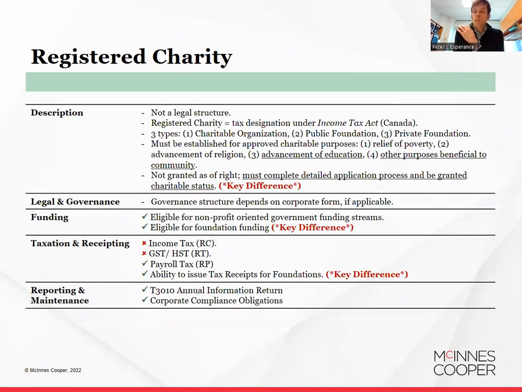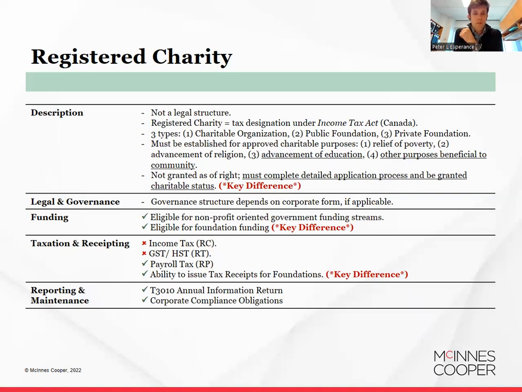So a registered charity, again, like a nonprofit organization, is not a legal structure, it's a tax designation. There are three types: charitable organization, public foundation, and private foundation. A charitable organization carries out the bulk of its programming independently. A public foundation disperses funds to other charities, so it's a grant-making organization, and it's publicly controlled. And a private foundation, like a public foundation, disperses funds, but it can be controlled by a group of people who are not at arm's length. So it may be a family or corporation or some group of individuals with an affiliation.